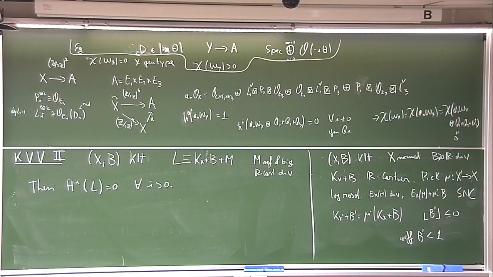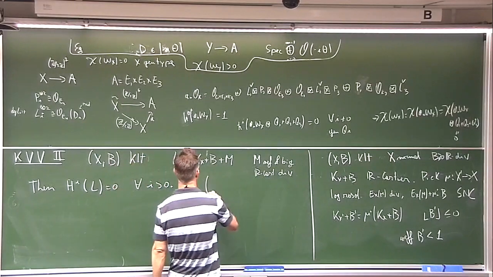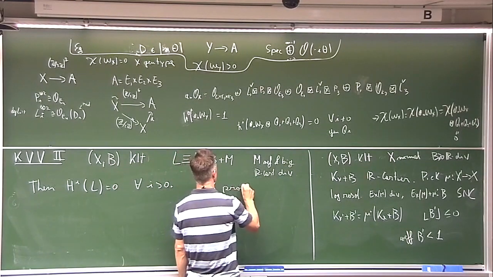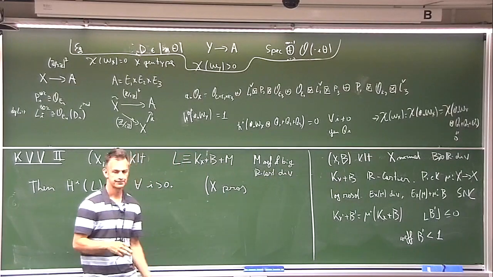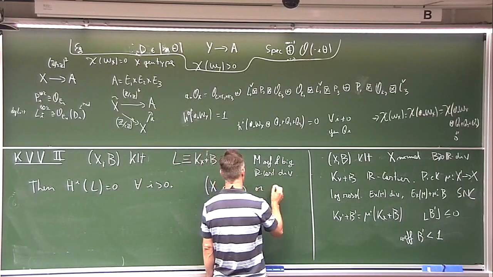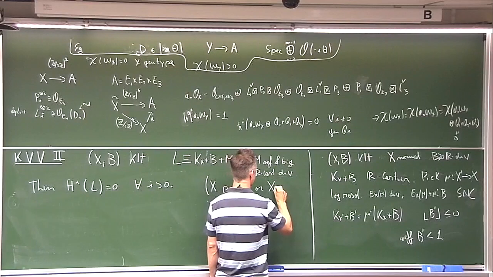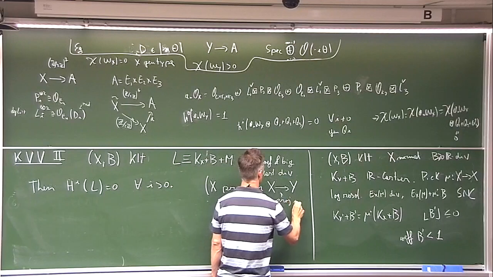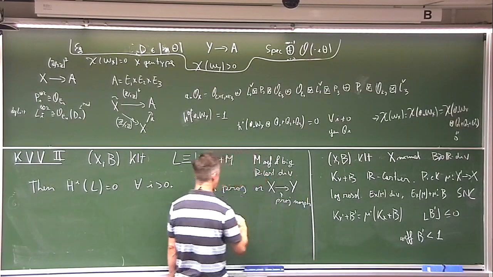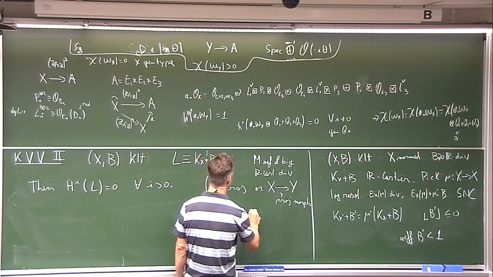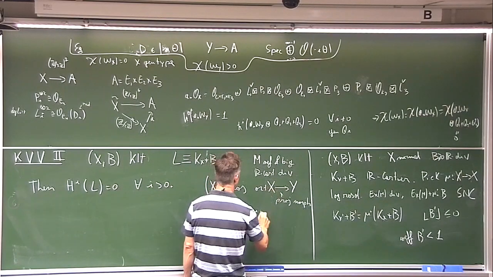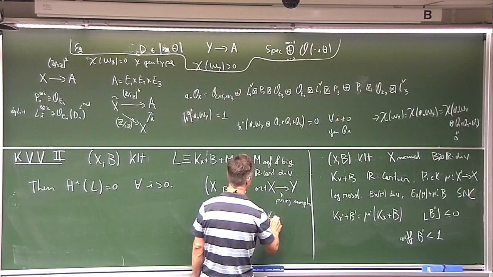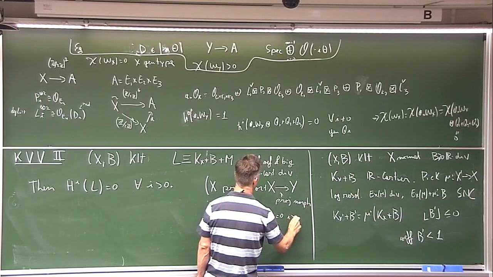Yes? Should we need that X is projective? Yeah, of course. So in this formulation, I'm assuming X is projective. You can consider more general situations. I guess the following should be OK. So you have X to Y, a projective morphism. And then in this case, you would say that R^i f lower star of L is equal to 0 for any i greater than 0.